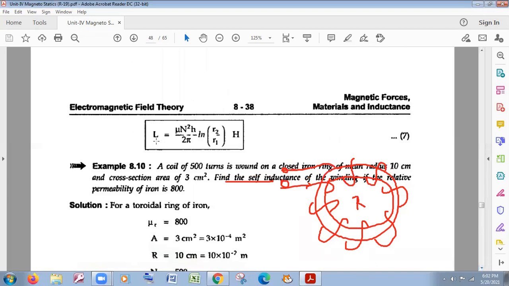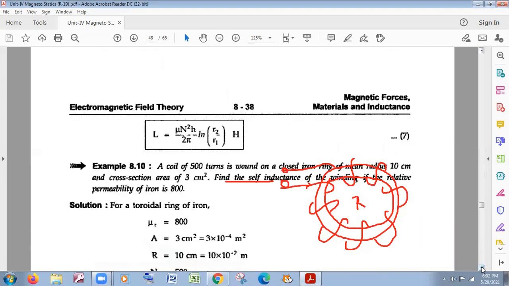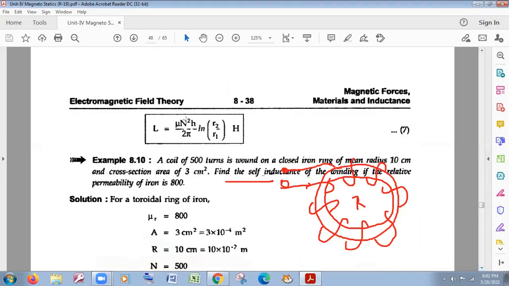So we got L equal to mu N square h by 2 pi ln of R2 by R1. R2 by R1 appears in the inductance of the toroid ring. L is equal to mu N square h by 2 pi ln of R2 by R1.